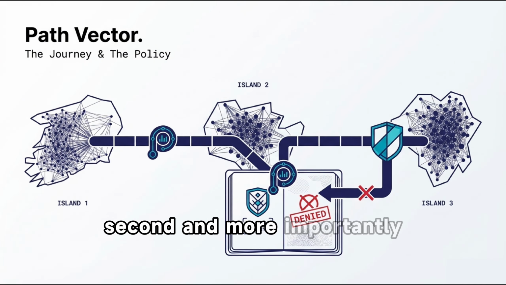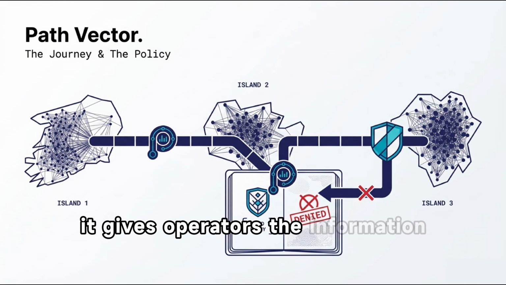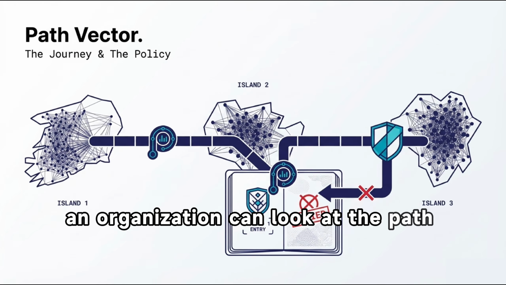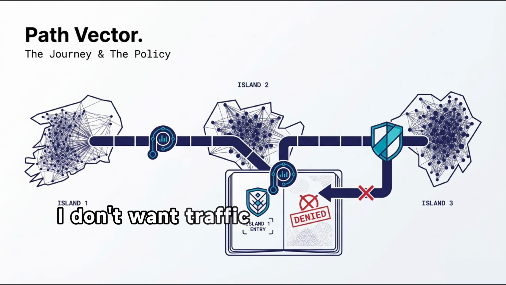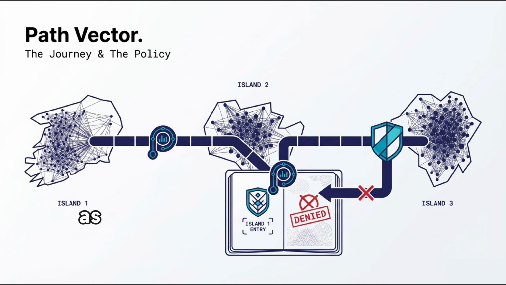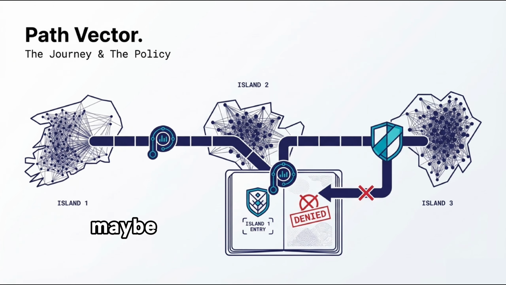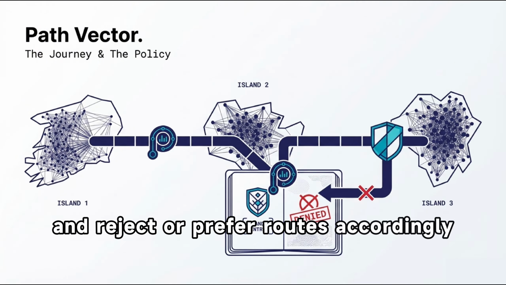Second, and more importantly, it gives operators the information they need to apply policy. An organization can look at the path and decide, "I don't want traffic transiting through that specific AS. Maybe for commercial reasons, maybe for legal ones, maybe for performance reasons," and reject or prefer routes accordingly.